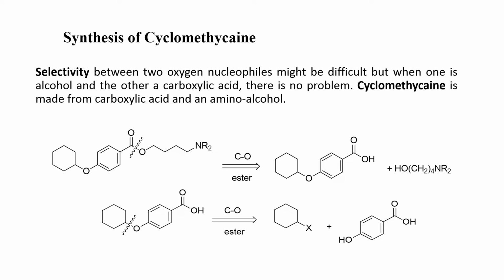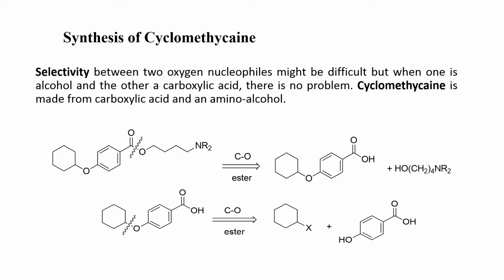Synthesis of cyclomethycaine is another example of the substrate having two different functional groups. Here the selectivity comes between two oxygen nucleophiles. It might be difficult, but when one is alcohol and the other is carboxylic acid, then there will be no problem. Let us discuss how this retroanalysis or this synthesis can be carried out. In the previous example, we had two different functional groups. One was NH2 and the other was OH. Their reactivity was very different.